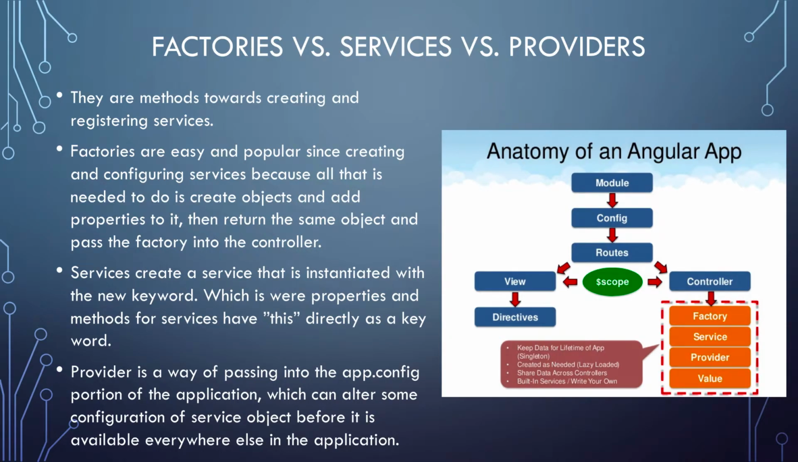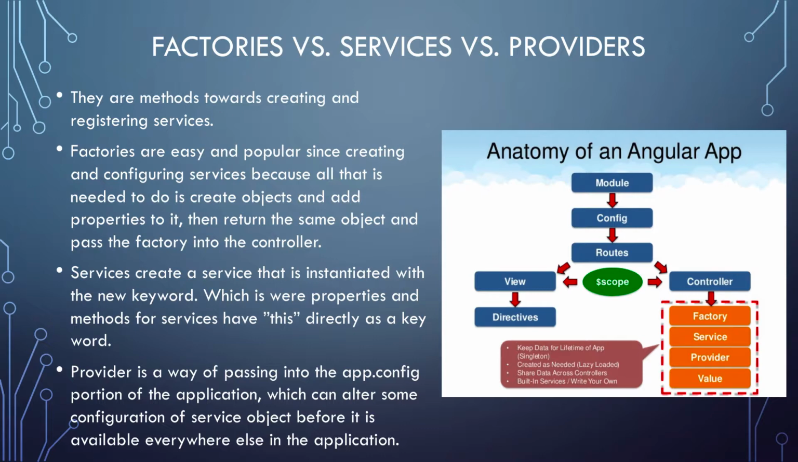As I mentioned, we will talk about factories, services, and providers. There are methods towards creating and registering services. Factories are easy and popular for creating and configuring services because all that is needed is to create an object and add properties to it, then return the same object and pass the factory into the controller. For example, with the language, we basically created language as an object and had a difference between English and Spanish, and we return the same object by the function of the controller. So if you want to click English, it will be English. If you click Spanish, it will switch to Spanish.